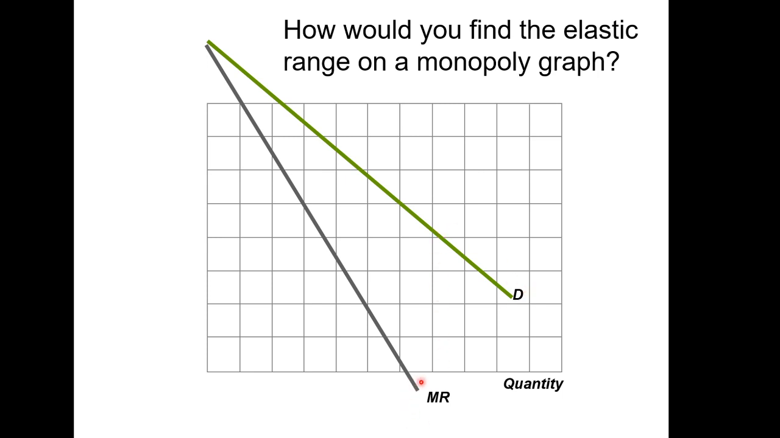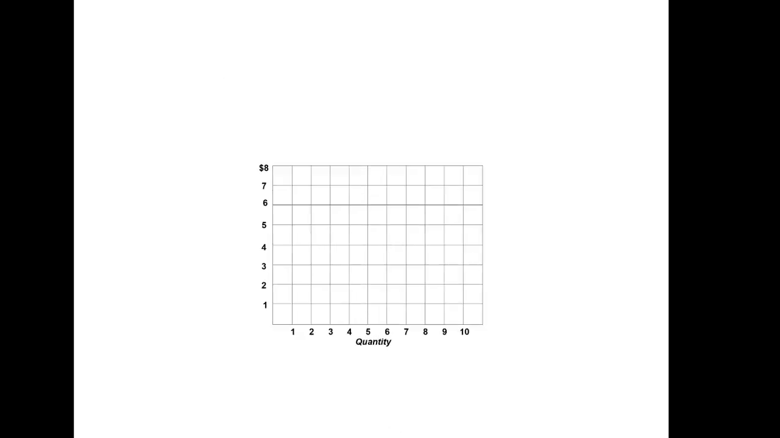Because after this point, all of these outputs are causing total revenue to decrease. So we find where MR is 0, we go up, and that is the unit elastic point on the demand curve. Everything to the left, the upper section, is elastic. The right side, the lower half, is inelastic. Okay.